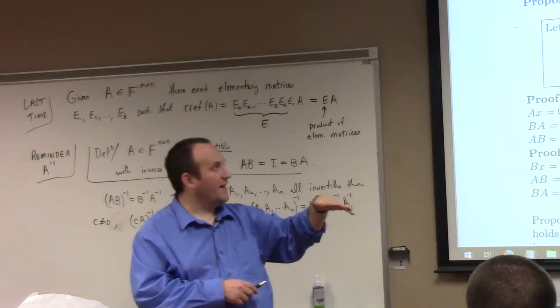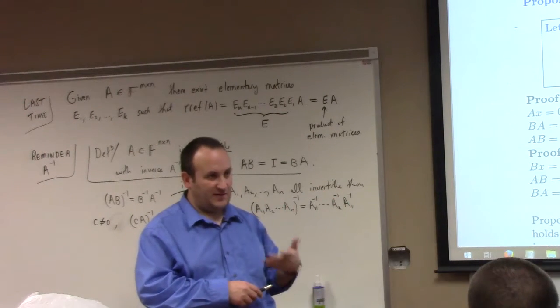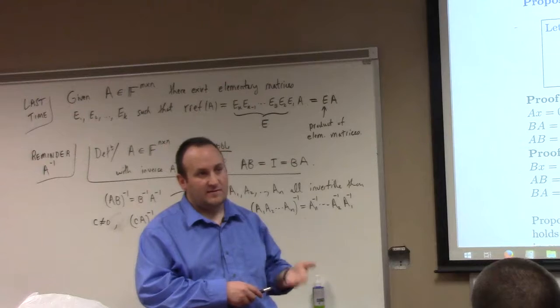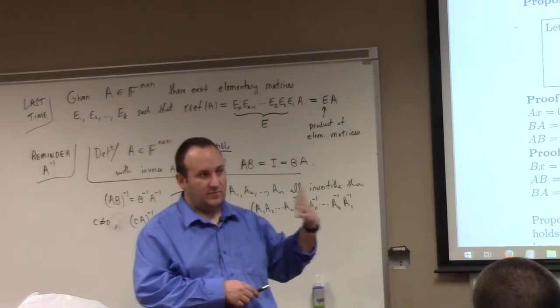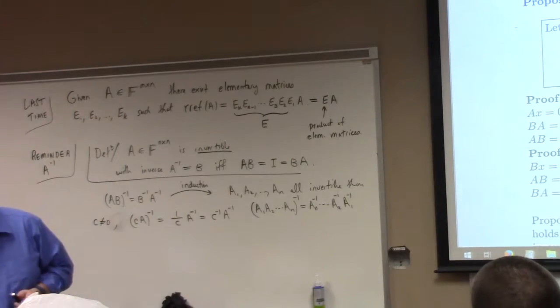You don't have to say by proposition 3.6.5. It's understood. This is part of the culture of linear algebra, knowing that it suffices to check one side of the inverse, all right? I shut up.